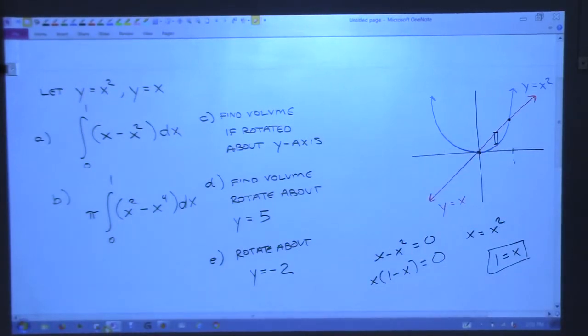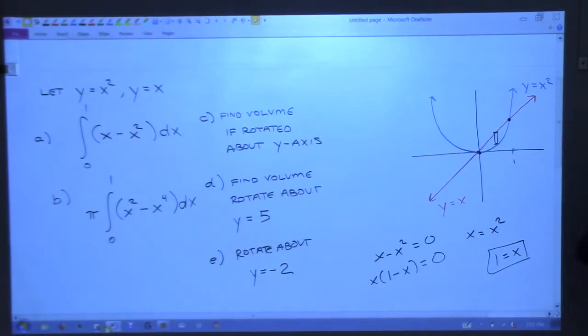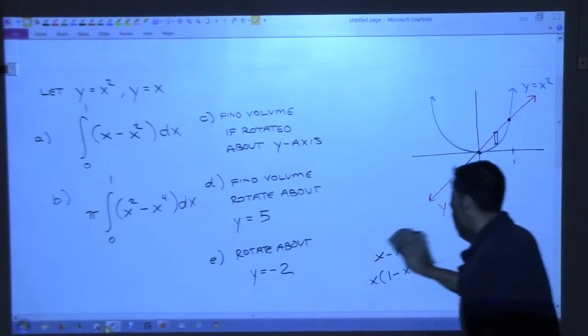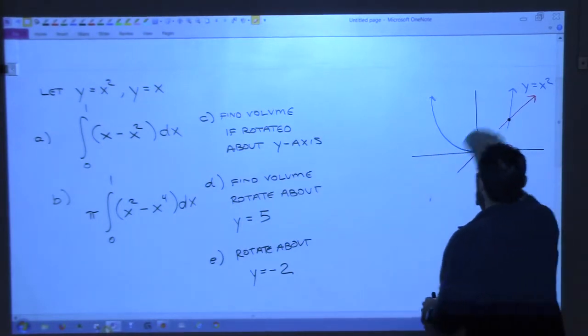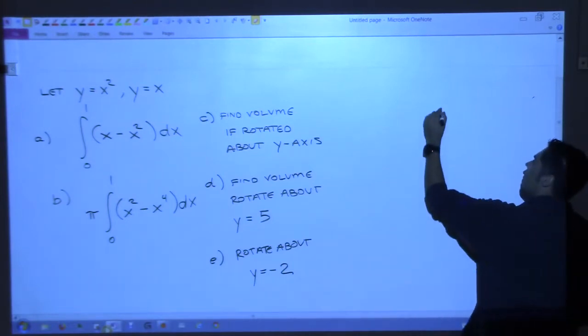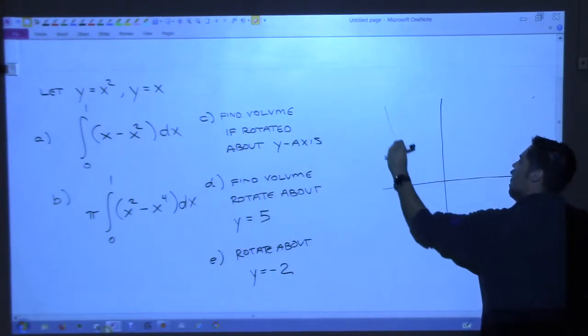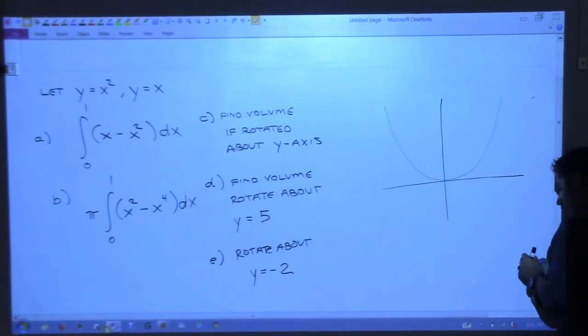What about going about the y-axis? Well, to go about the y-axis, we actually have to change our rectangle, don't we? We have to actually move this and turn it sideways. And then we have to rewrite these as functions of y, not x. Okay, we can do that. Let me just redraw it. New picture. I'm in no hurry. Here we go. Got my parabola. Got my line.